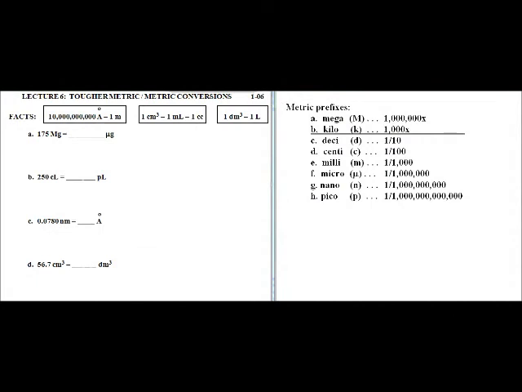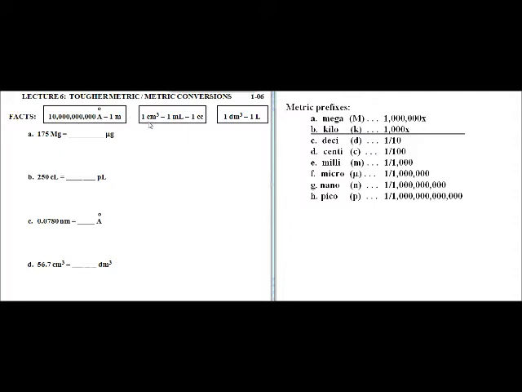In this lesson, we'll be looking at a few tougher metric-to-metric conversions. First, let's look at a few conversion factors. In this first box, you see this unit here with this A with this tiny circle above it. That's called an angstrom. 10 billion angstroms is equal to 1 meter.